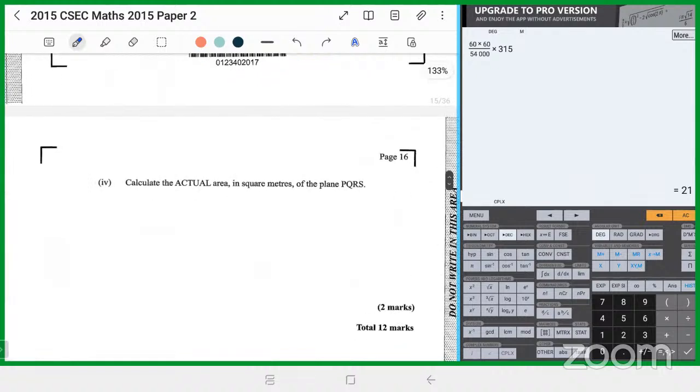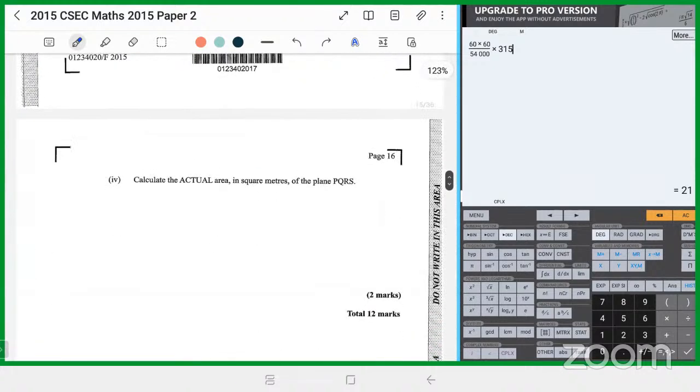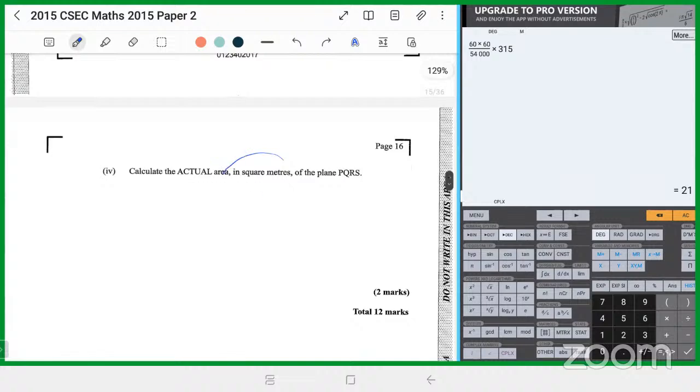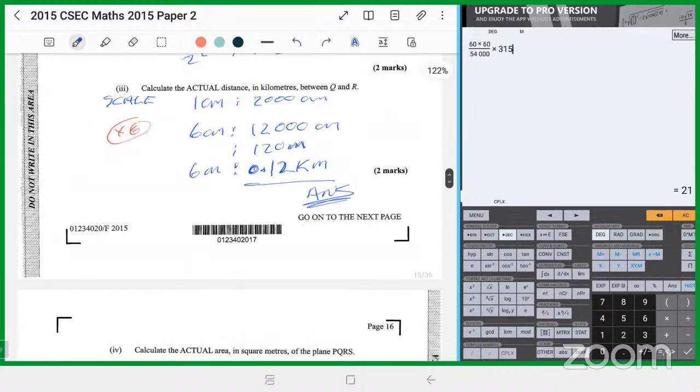Next one, it says calculate the actual area. Remember, when you want to go to area, you square the distance scale. So the distance scale, where do I want it in? I want it in square meters, right? So this is the distance scale in meters. Let's use this and go to the distance scale in meters first.